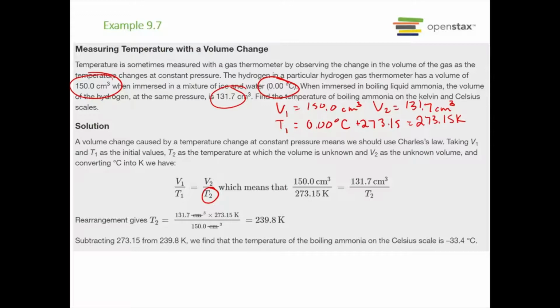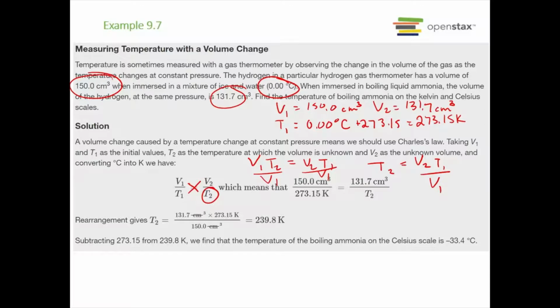So an easier way to solve for this is to use our old friend from junior high, cross multiplying. When we cross multiply from V1 over T1 equals V2 over T2, we get V1 T2 equals V2 T1. Divide both sides by V1. We're solving for T2, so we get that T2 is equal to V2 T1 over V1.